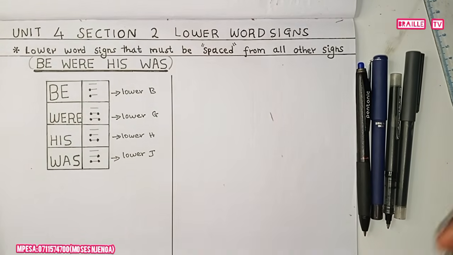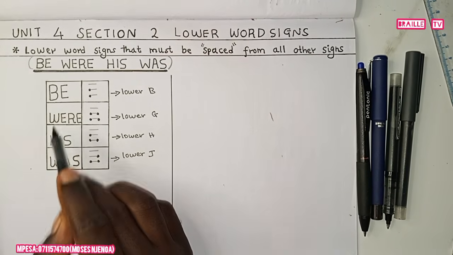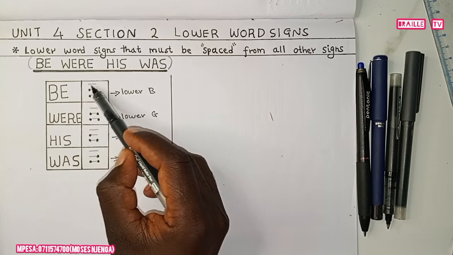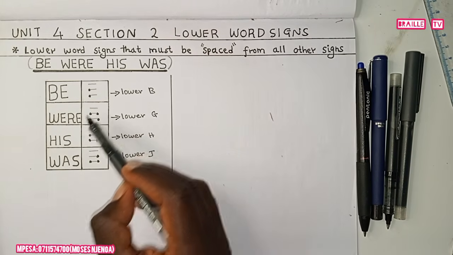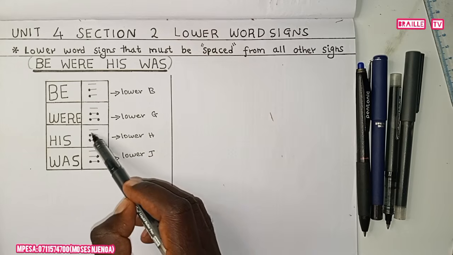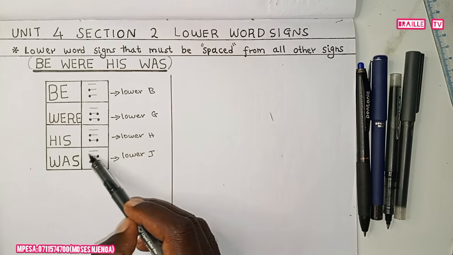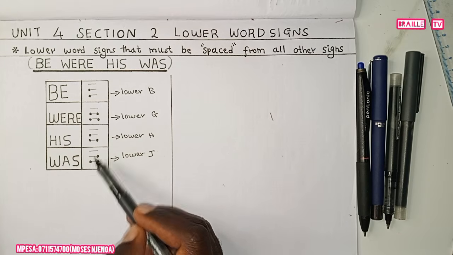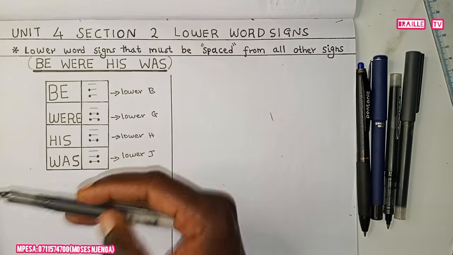Good. So listen to me very carefully, teachers, please. We have be, were, his, was, whereby be is written as lower b, were is written as lower g, his is written as lower h, was is written as lower j. And I have explained many times why we call them lower, because it is just that letter but lowered. That is it.